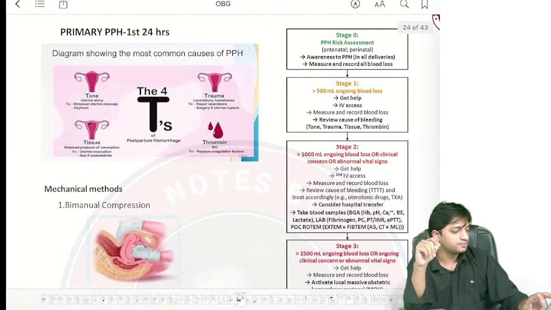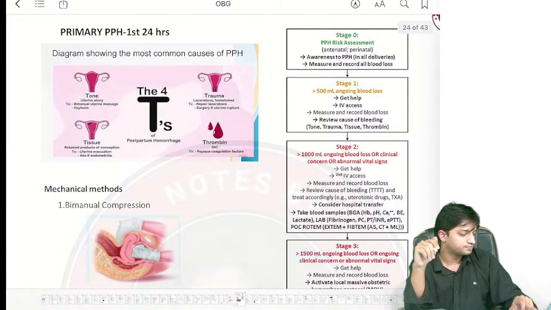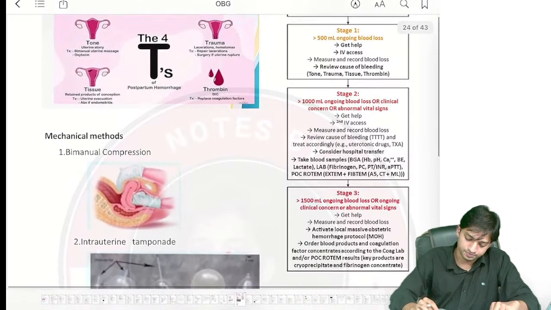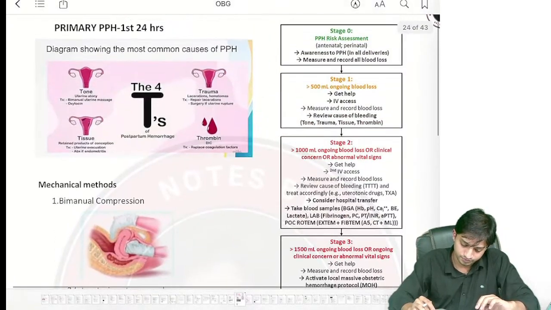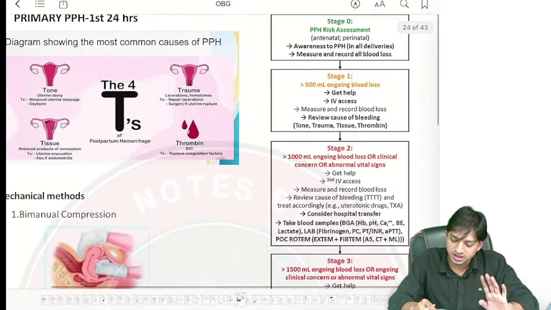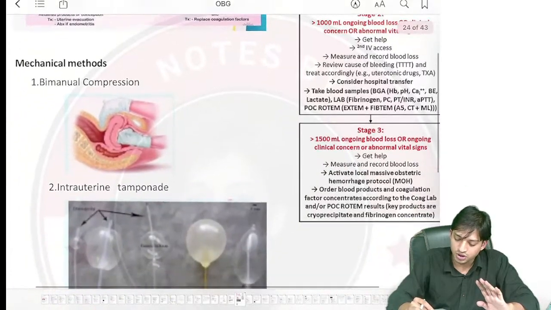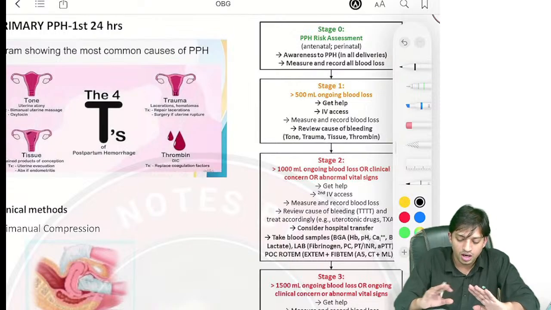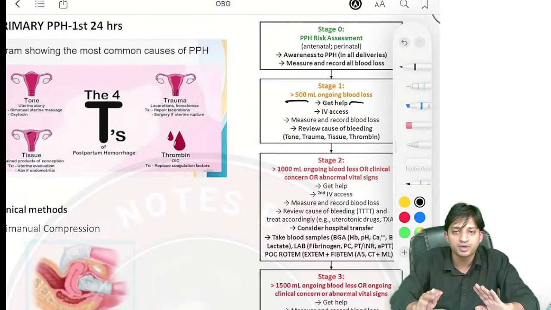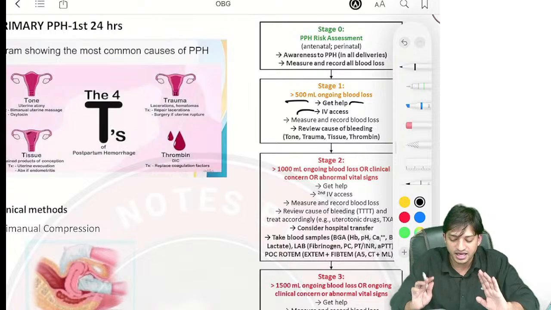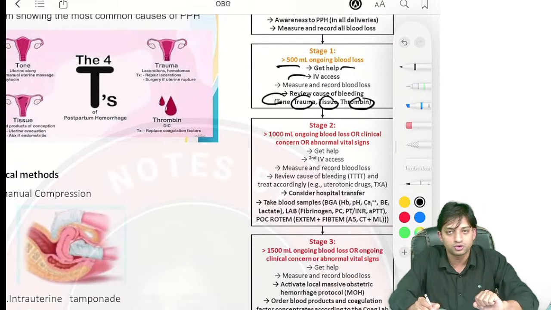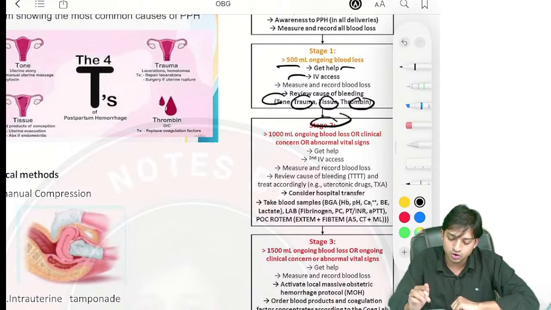You can notice from here. So just have a look here. Now, mechanical methods. Now we will discuss the stages. Stage 0, 1, 2, 3, what you are going to do. Stage 0, PPH risk assessment. Stage 1, more than 500 ml, ongoing blood loss: get help, IV access, you will have to restore. Review the cause of the bleeding, that is tone, trauma, tissue and thrombin, the 4 T's we have discussed. Stage 2, if there is more than 1 liter blood loss, what will you have to do?